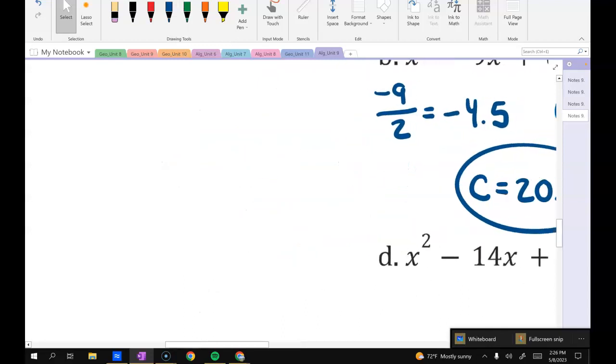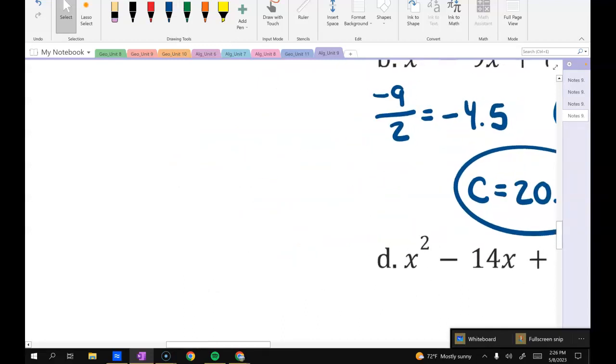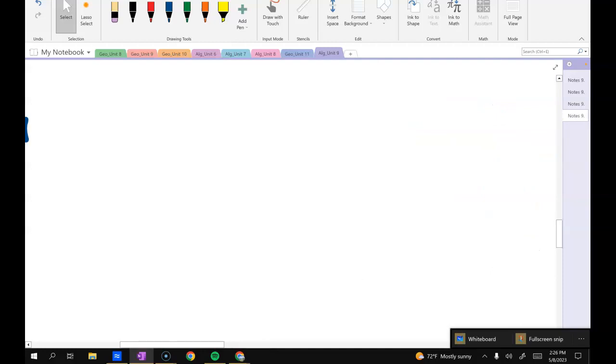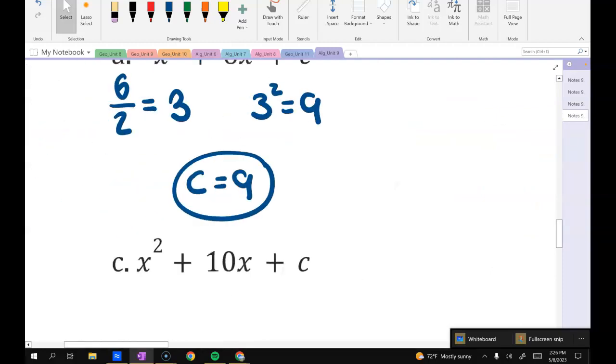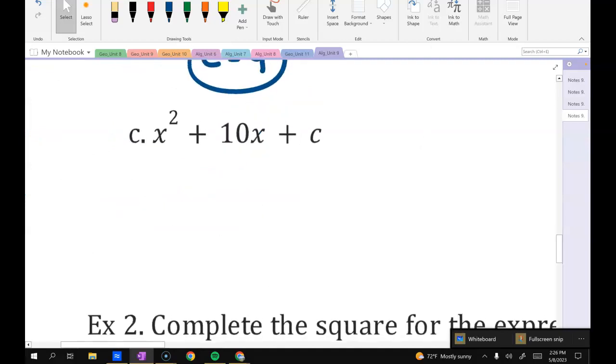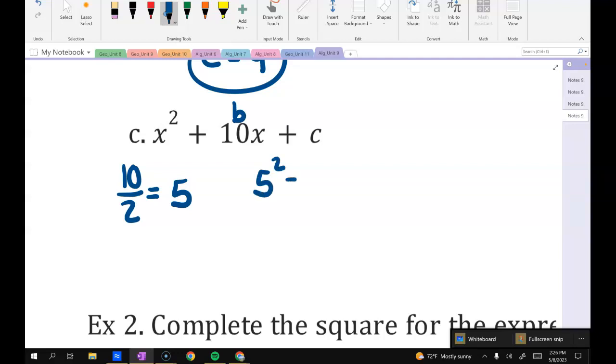Keep going forward. These again, we're just practicing these types so we can get some practice because we have to do this as we get kind of our problems become more in depth. Our B term is 10, so we take 10 divided by 2. That's 5. Then we square the result, so we're squaring 5. So 5 squared is equal to 25. So our C term is 25.